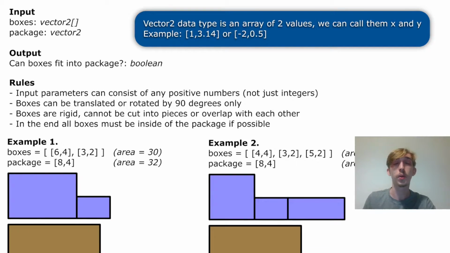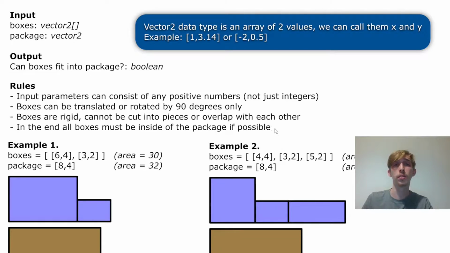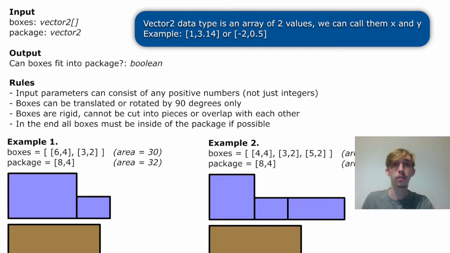Firstly, you can see that I've already prepared all the notes for you, so it's easier to follow. So let's just go through it to see what the main question actually means. Okay, we can see the input, which is boxes and package. Boxes is an array of vector 2 points, and package is a single vector 2. As you can see, vector 2 is defined as an array of two real numbers, but in this example we will care only about positive real numbers. And obviously the reason why these numbers have to be positive is that we will not even consider negative dimensions when it comes to boxes or packages.